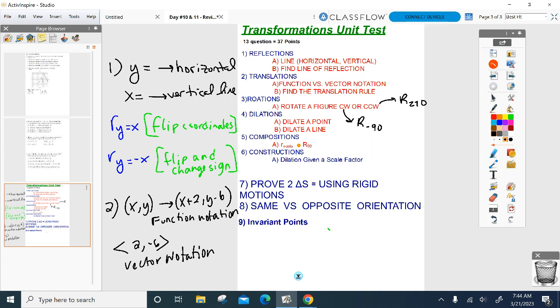Composition, how do I perform them? I got 2 up here. How do I perform a composition? Which one do I do first? Go ahead, Iris. Right to left. So I do the rotation, then the reflection. So remember, we do these right to left. Okay, right to left.